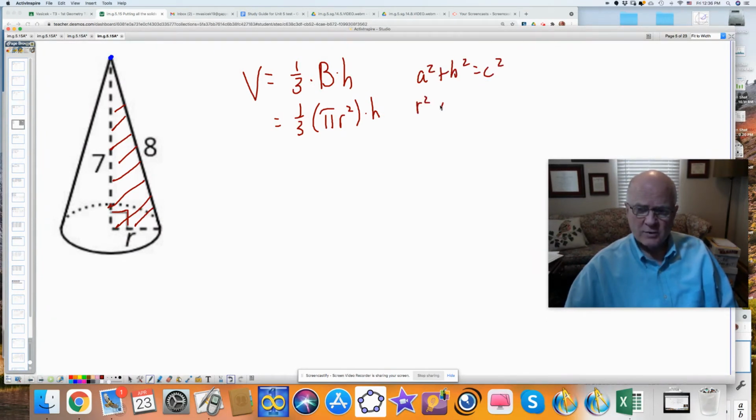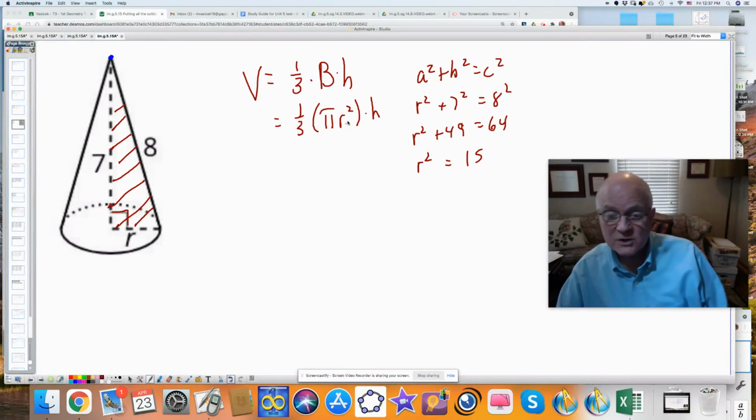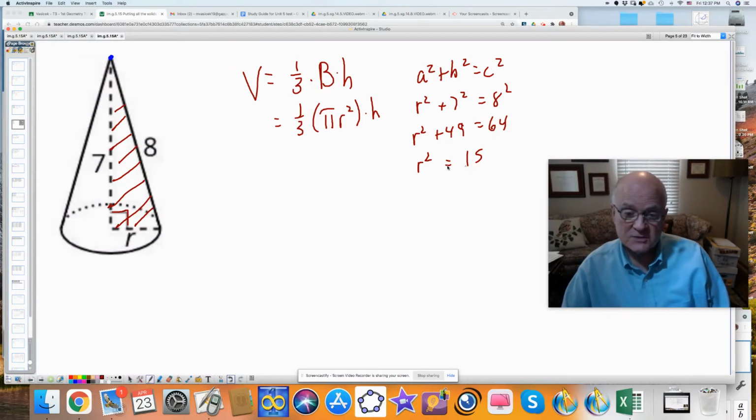My r squared plus 7 squared is equal to 8 squared. So r squared plus 49 is equal to 64. When I subtract 49 from both sides of the equation, I get r squared is equal to 15. And I could solve for r at this point, but I'm looking for r squared to go into this equation. So I'm just going to use this value of r squared when I plug it in.